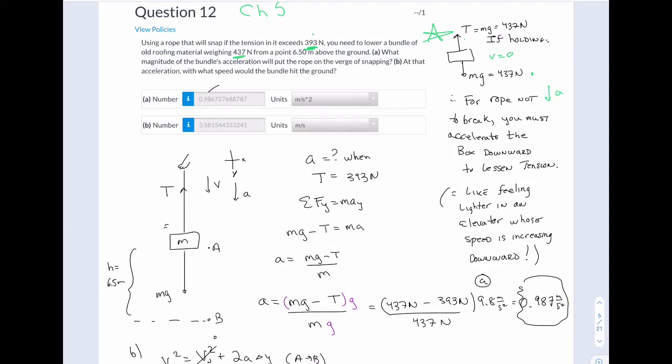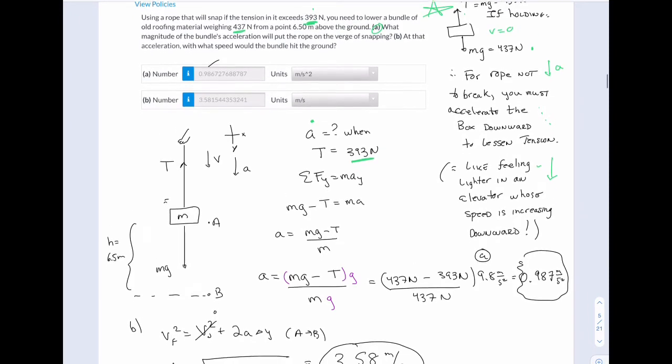So I wrote that for the rope not to break, you have to accelerate the box downward to lessen the tension. That's the exact same thing as if you get in an elevator at the top floor and it starts to speed up going down: you feel lighter when the speed is increasing downward. It's the exact same thing as what's happening to the rope. For part A, I want the acceleration that'll put the rope on the verge of snapping. So essentially, find the acceleration when the tension is 393.